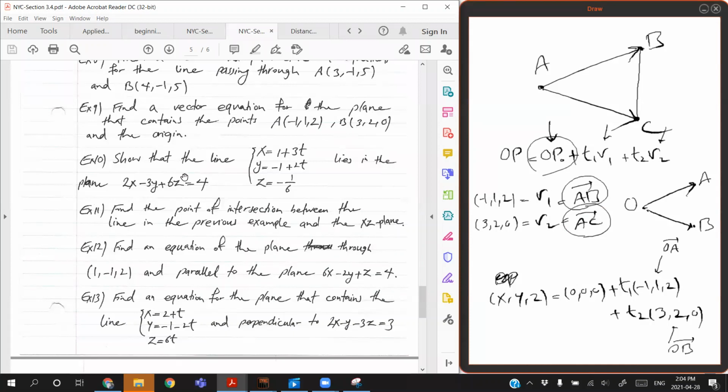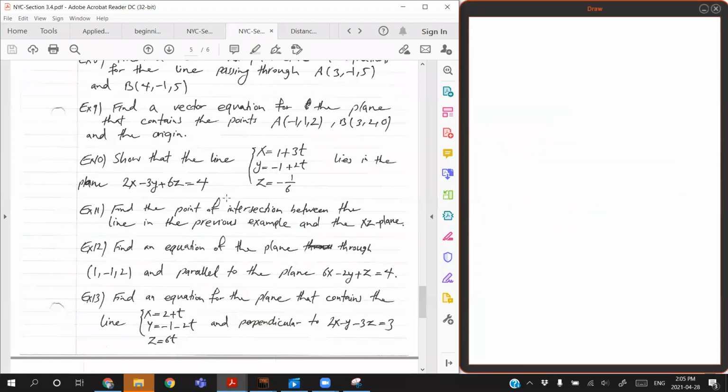Next problem. Show that this line lies in this plane. So you can have a plane and you can have a line, and the line can lie within the plane. But how do you prove that? It's very easy. You just need to plug in.